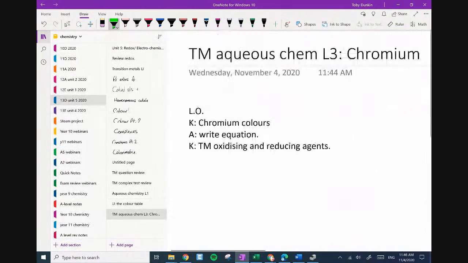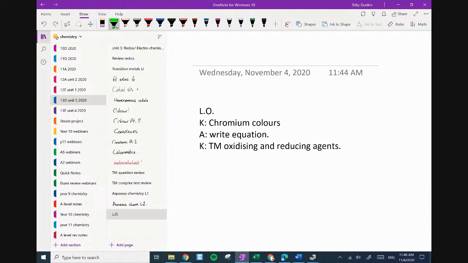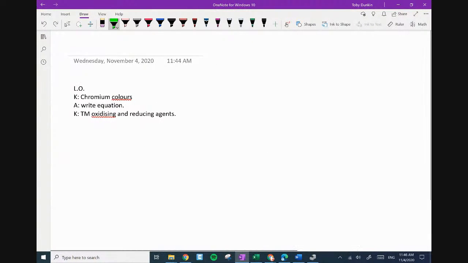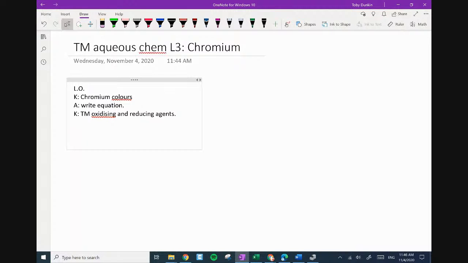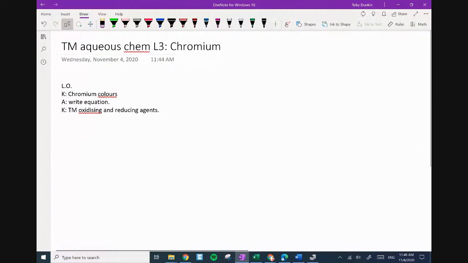Okay, so today's lesson is chromium. I'm going to take this from a slightly different approach. Oh, I've lost my title. Oh, there we go. It's my title, I thought I lost it. Now, I'm just going to use each lesson to remind you of the table.